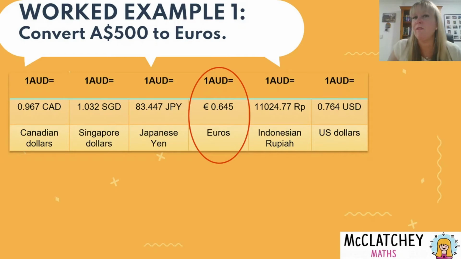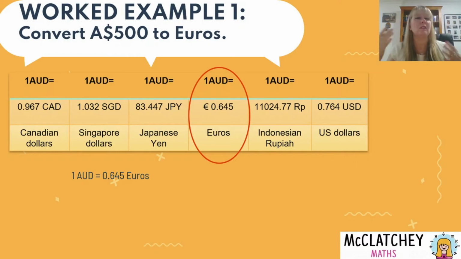Okay, so the first thing is we've located on the table what the euros are. So the first thing I need to write down is my conversion. 1 Australian dollar equals 0.645 euros. So basically, if we think about this logically, if I have $500 and that's the conversion rate, I'm going to end up with less than $500 when I make my conversion to euros.